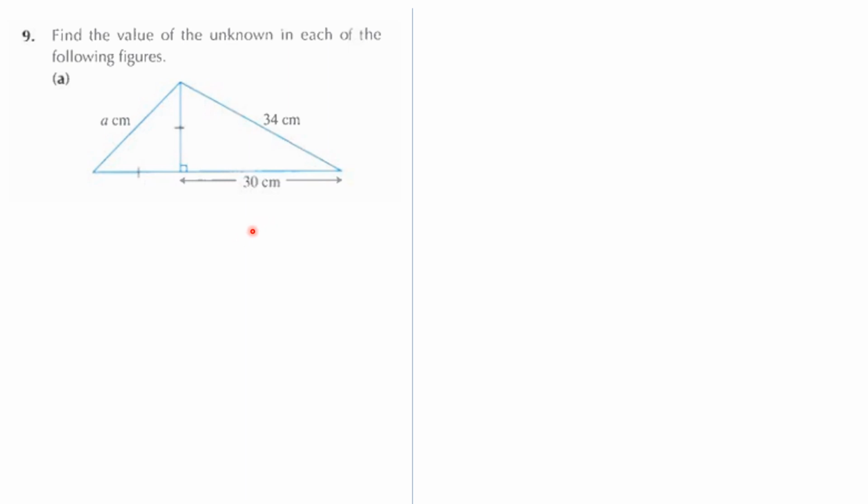Today's question that I'm about to solve is very important. This question can appear in any sort of exam you are having. So let's begin this question.